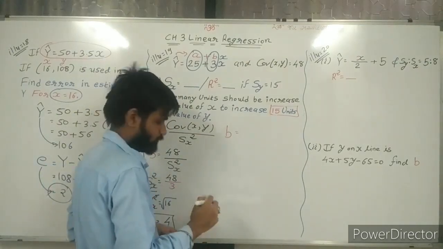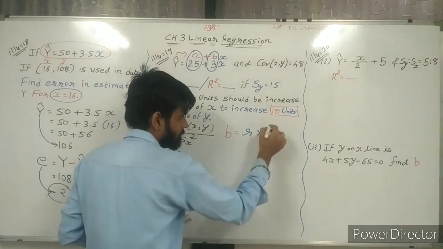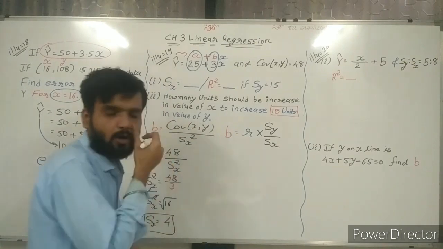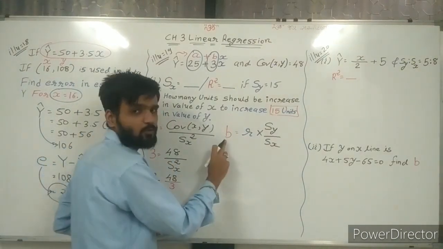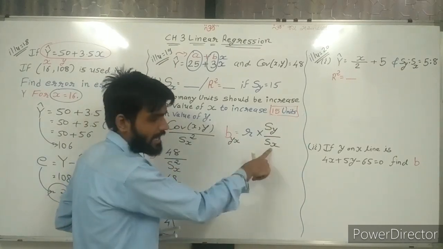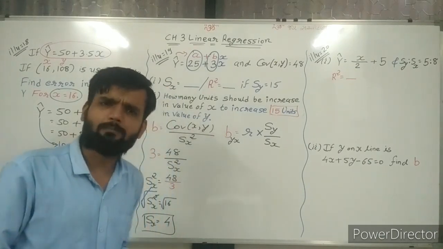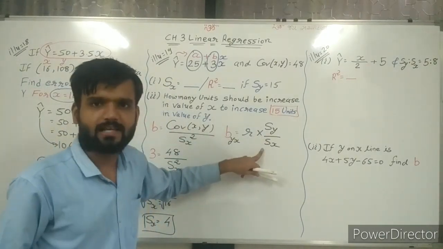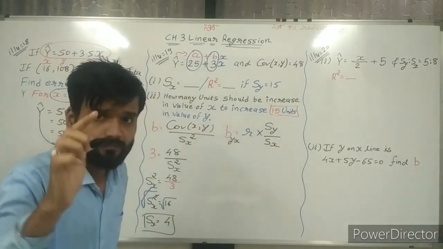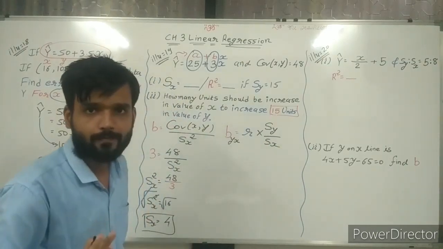So b is equal to r into Sy upon Sx. How can we say here what b is? b, Y depends on X. X is the base, so X is in the denominator and Y in the numerator. Simple. So Sy upon Sx multiplied with r. Here there is no square. Always remember, in this formula there is no square.